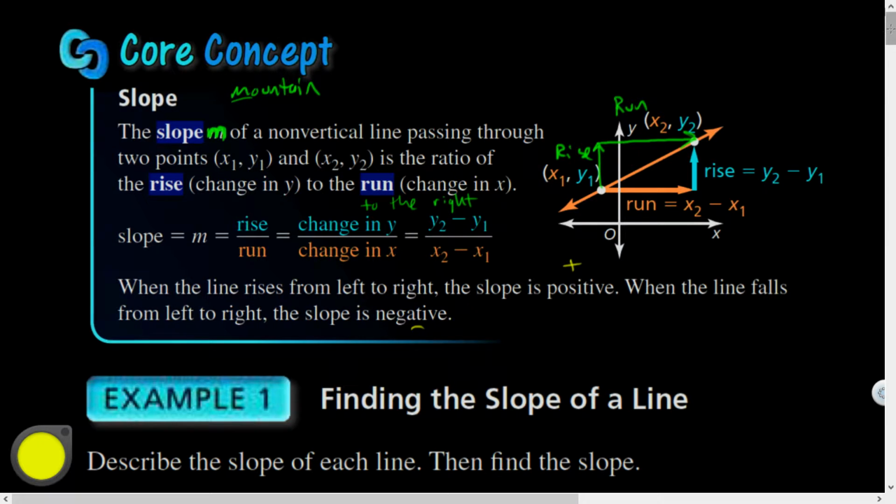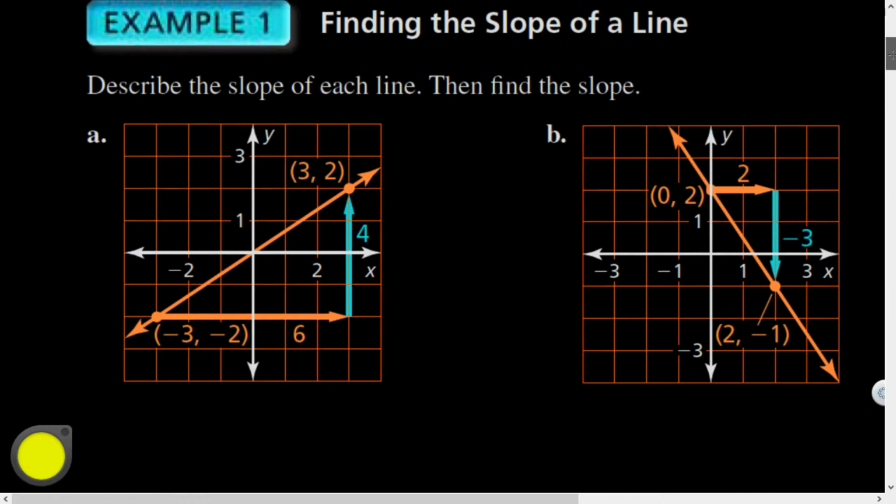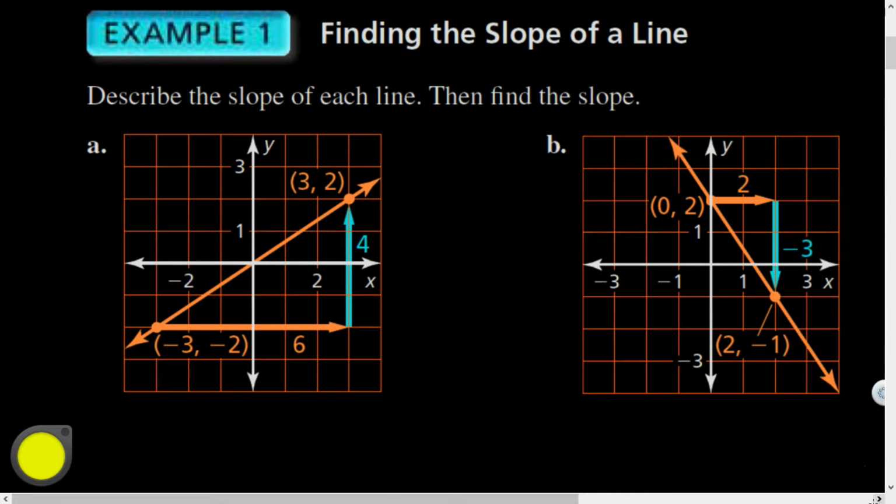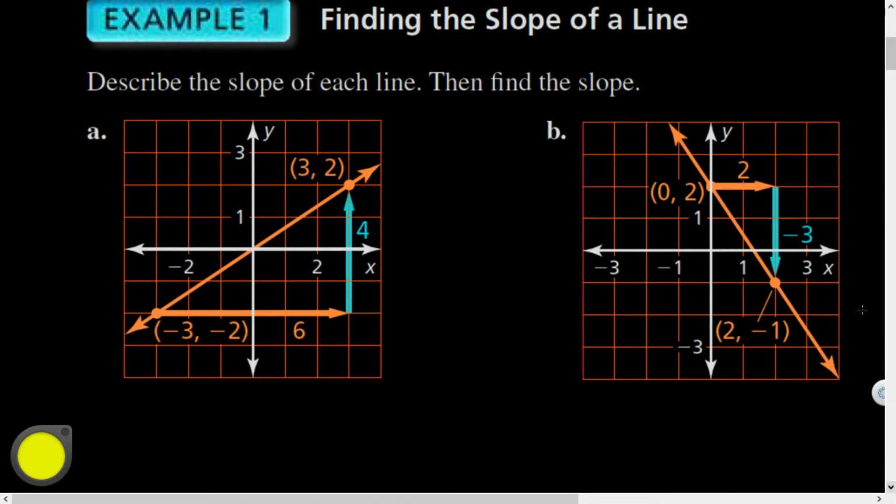Okay, so let's put this to work, friends. It says describe the slope of the line. So they're asking about positive or negative, and then they want us to find the number that describes that slope.